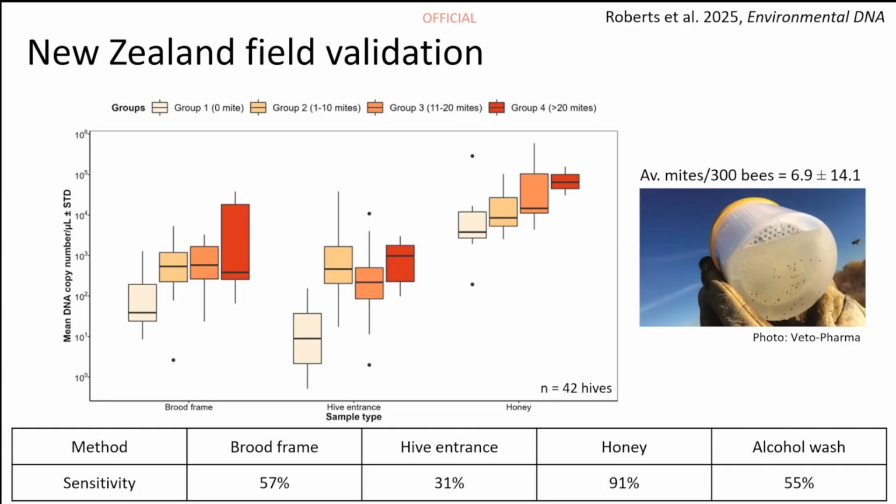From this experiment, both the honey samples and the brood frames were looking like a good surveillance approach, but from a practical perspective, they still required a bit more work for collecting those samples. So we really did like the hive entrance swabs in that they were non-invasive. We were able to use that method without opening the hive.